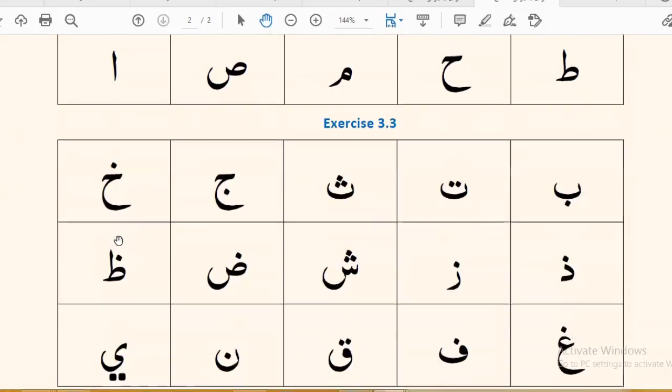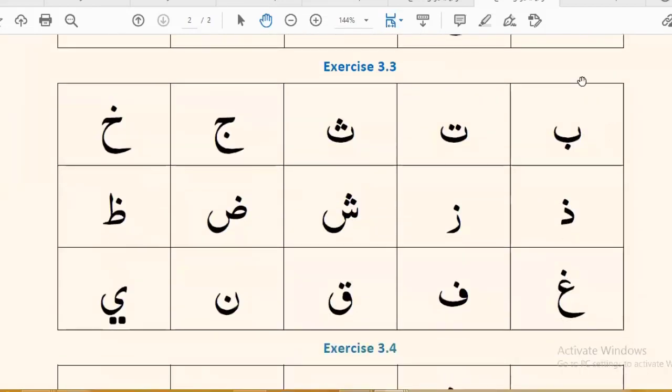Now let's go down to exercise 3.3. In this exercise, we can see that there are some letters with 1 dot on them, some letters with 2 dots, and some letters with 3 dots. I was explaining earlier that there are some letters that have similar shapes, but the amount of dots on them really helps us to recognize what letter it is.